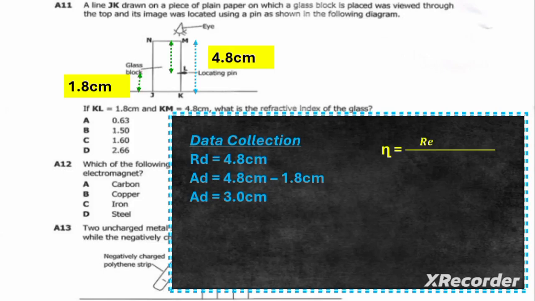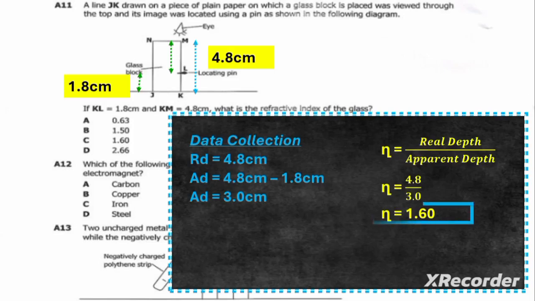Now let us write down the formula. The refractive index is equal to real depth divided by apparent depth. The real depth is 4.8 centimeters divided by 3.0 centimeters. We are going to get 1.6. So therefore, our correct answer here is C. We are done with this question.